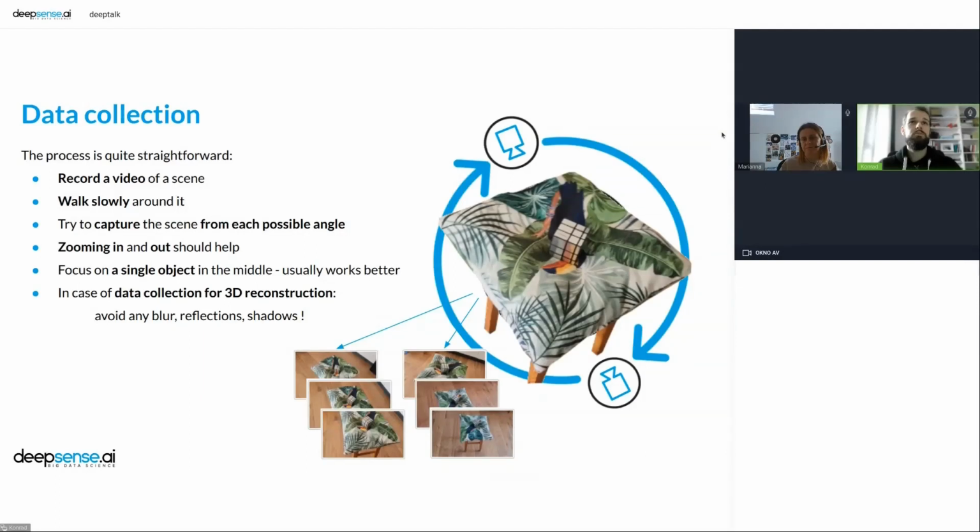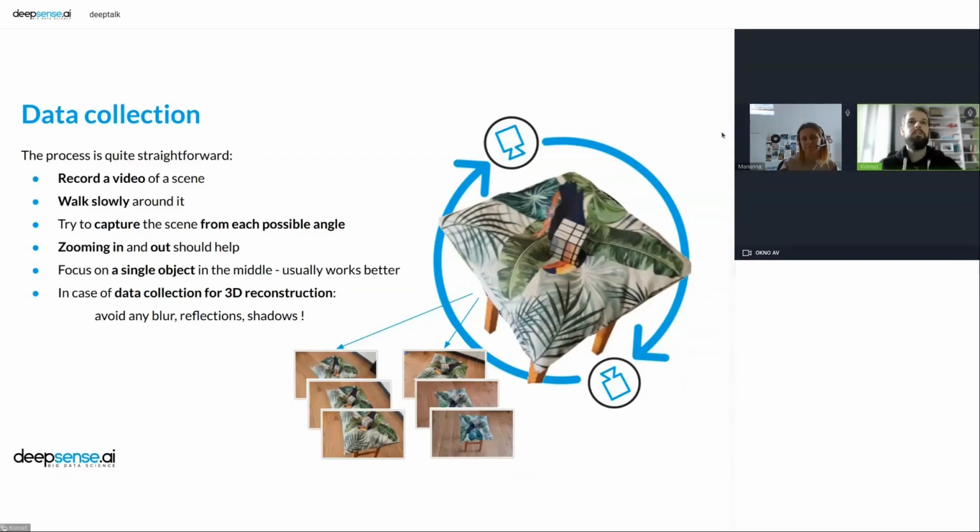And it's usually better to focus on one thing in the middle. This is what works better. NeRFs usually do handle big scenes, but you have to keep in mind that it is at the cost of higher memory requirements, and the quality might not be the same as with smaller objects in the middle. So all of those points are true for both NeRFs and 3D reconstruction.